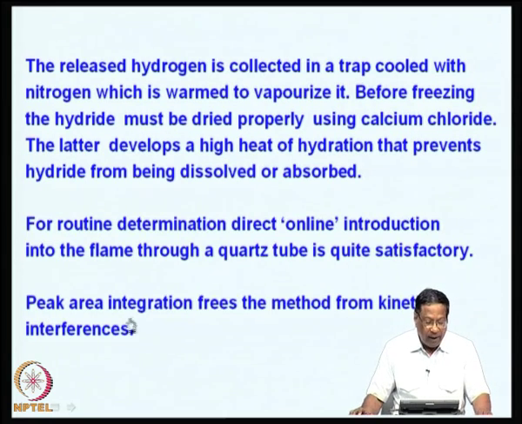So, the peak area as usual you will get a dynamic signal, and peak area integration usually frees the method from kinetic interferences. We call these things kinetic interferences because only 8% of hydrogen is released in one case, and in a sodium borohydride case about 40 to 60% is hydrogen, and the reaction kinetics are different. So, the rate of release of hydride also would be different in each case. So, it is better to go for peak area integration rather than peak height measurement in hydride generation technique.